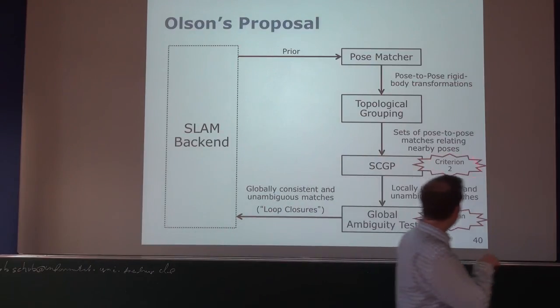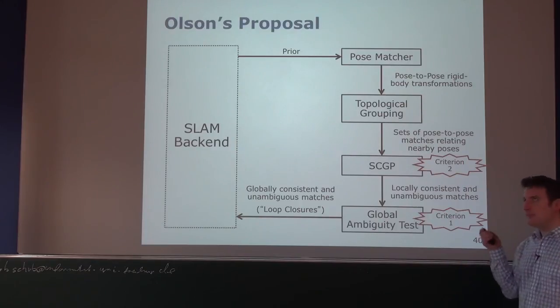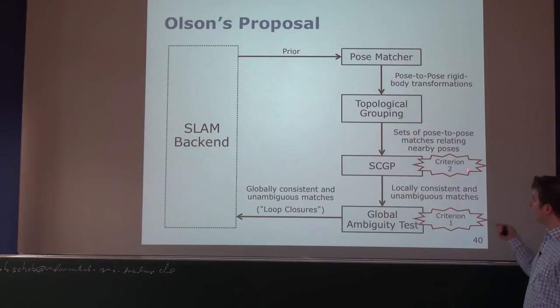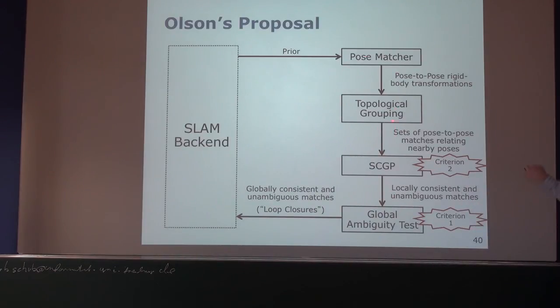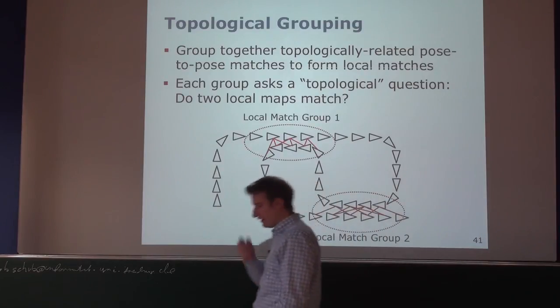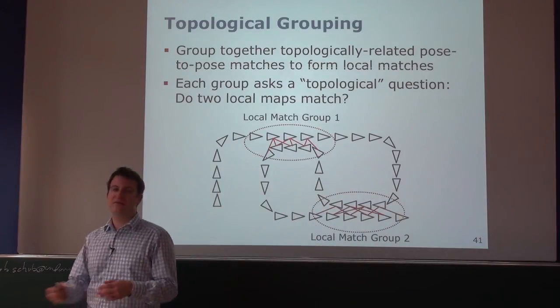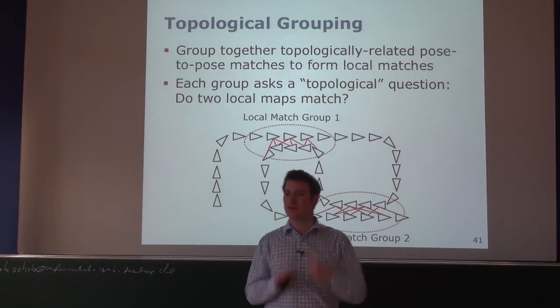Okay, so this is criterion one. The second criterion is local unambiguity and global sufficiency. These are the two tests I have. Okay, I would like to go through these three steps over here. The first one is the topological grouping, which is easily done. I just take my pose graph and say, okay, which poses are nearby, and then I try to match all of them.